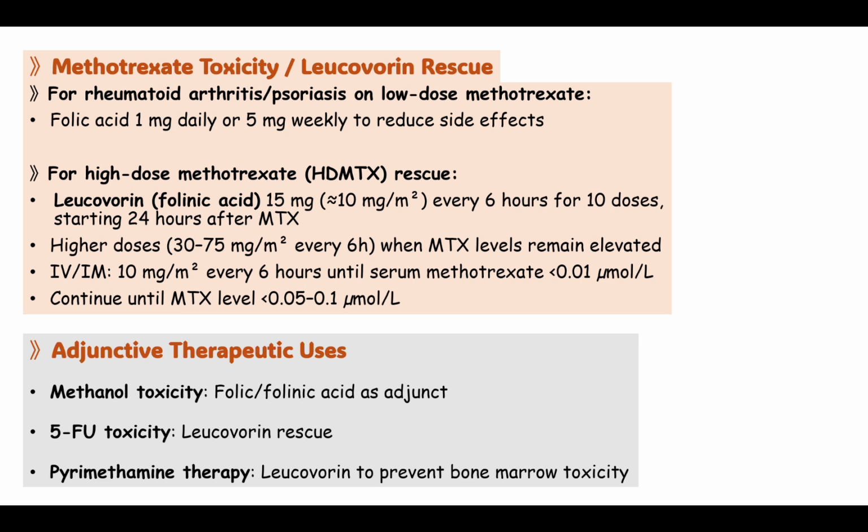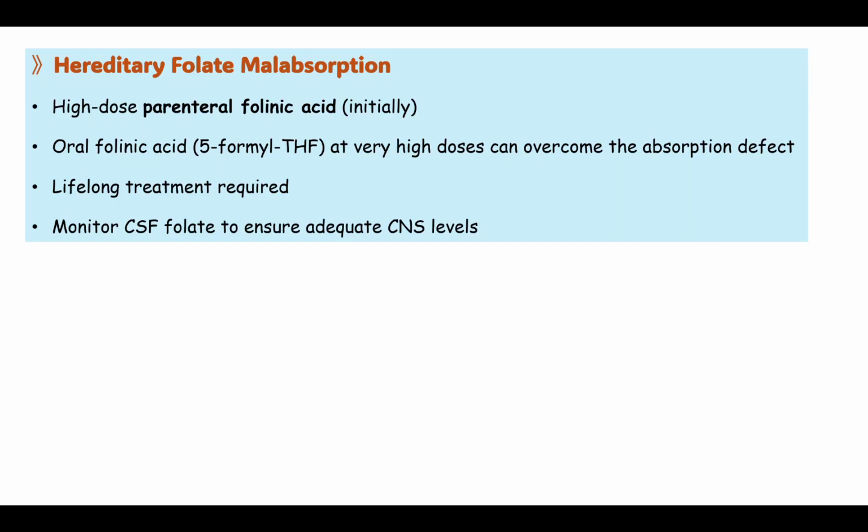Additional therapeutic uses mentioned here include folic acid or folinic acid as an adjunct in methanol toxicity, leucovorin rescue in 5-fluorouracil toxicity, and leucovorin during pyrimethamine therapy to prevent bone marrow toxicity. For hereditary folate malabsorption, treatment begins with high-dose parenteral folinic acid. The slide notes that oral folinic acid, specifically 5-formyl THF, at very high doses may overcome the absorption defect. Treatment is lifelong and CSF folate monitoring is necessary to ensure adequate central nervous system levels.